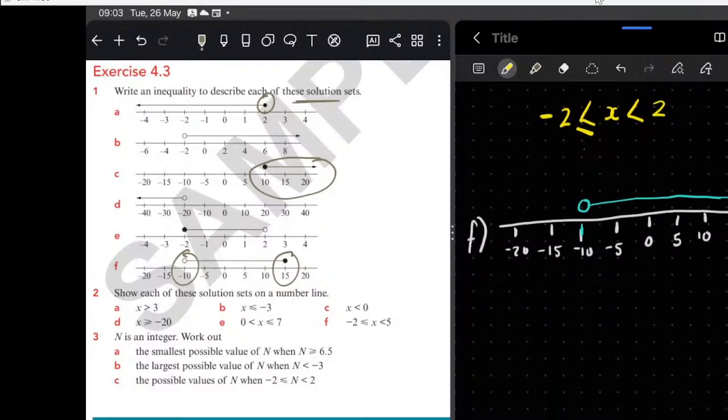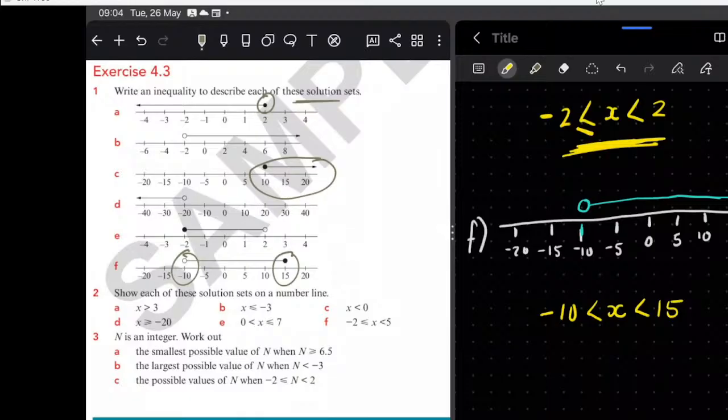Tell me, how do you write it this way? What do you write when you see that there is no arrow, there are two circles? So you just write, what's the first number here, Vic? Negative 10. Then what do you do? Less than x, which is less than what? Less than 15. That's what I want you to see. Come on, you can do this, everybody. This is the easier time.